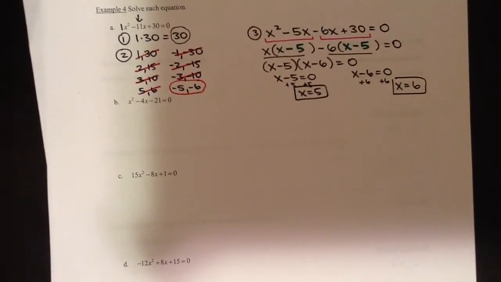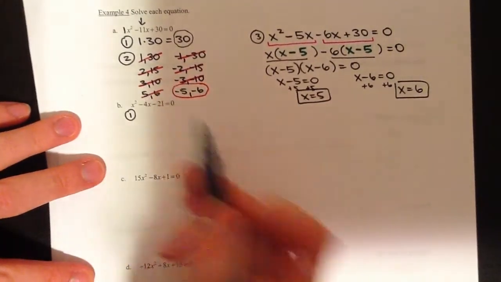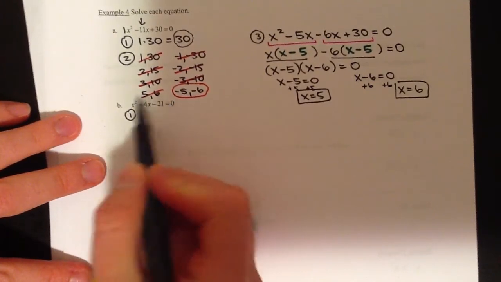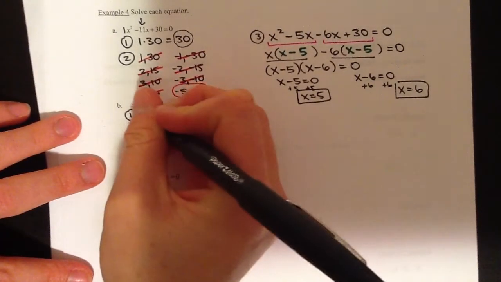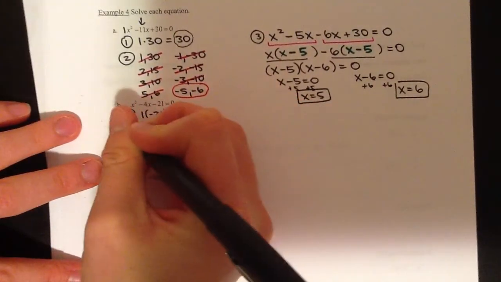Okay, part B, I'm going to do the exact same thing. I'm going to walk through this process. So step 1 is I multiply A times C. Remember, A is technically 1, so 1 times negative 21 gives me a negative 21.